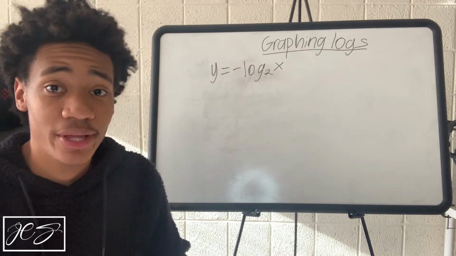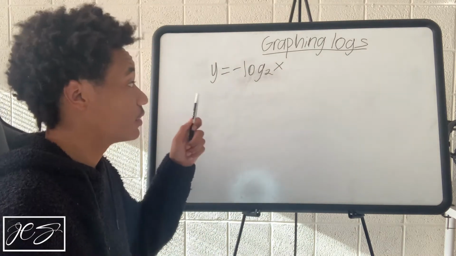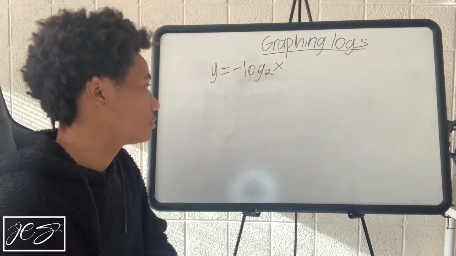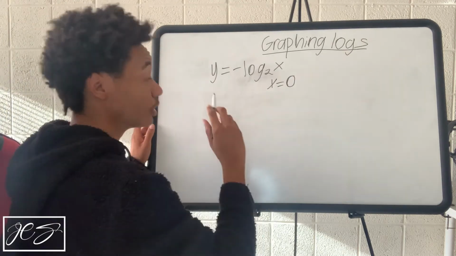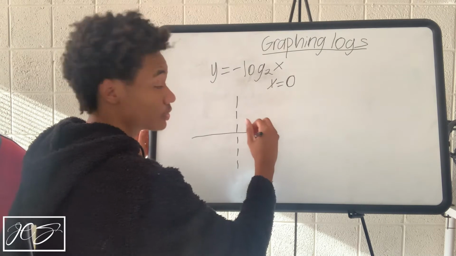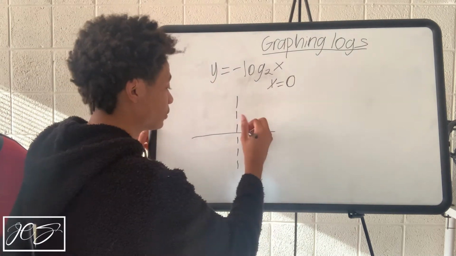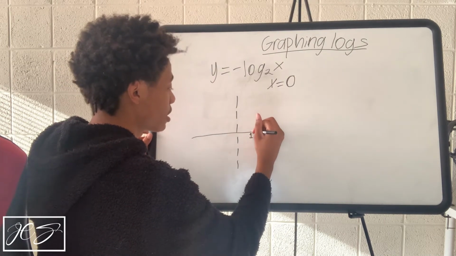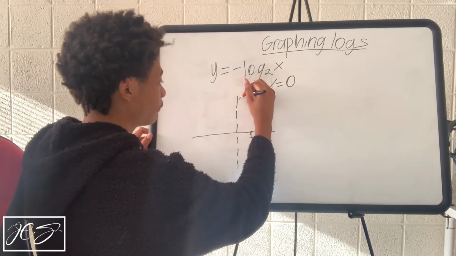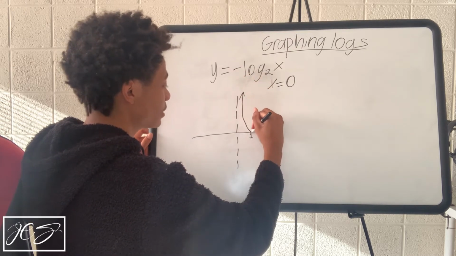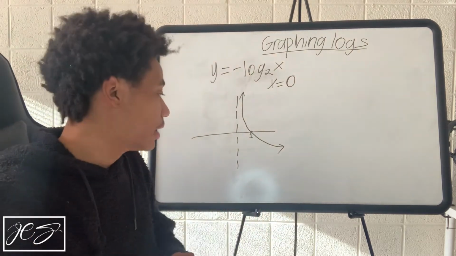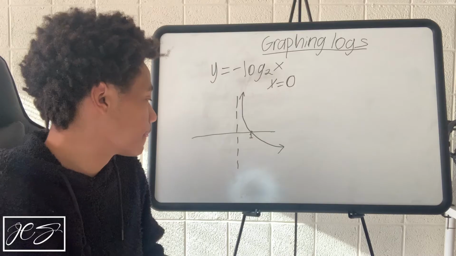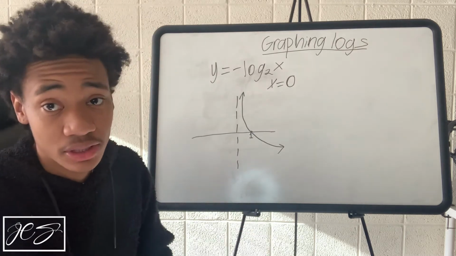So let's say we had y equals negative log base 2 of x. So once again, the vertical asymptote is going to be 0. The log is negative, so it's going to fall. It's also going to be on the right side of the graph. So we're going to go over 1. And from the top, we're just going to fall, pass through the point 1, 0. And that is what the graph is going to look like.